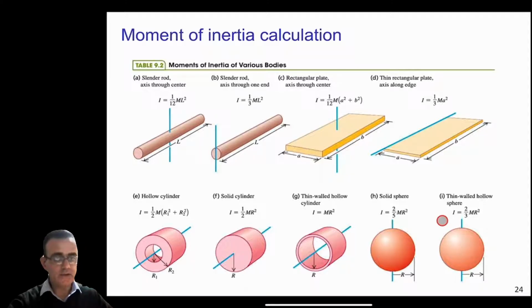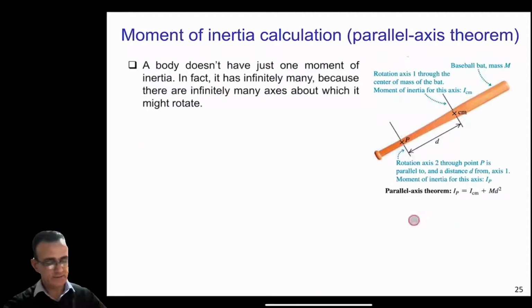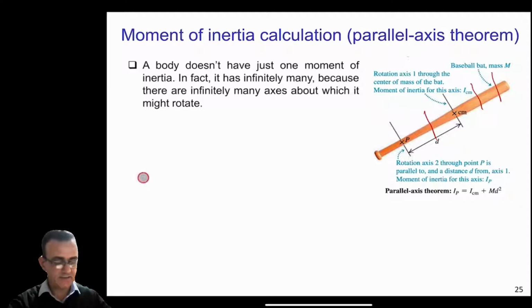Now the final topic here is the moment of inertia calculation using the parallel axis theorem. This is a really important thing to know: a body doesn't have just one moment of inertia like a mass. In fact, it has infinitely many, because there are infinitely many axes about which it might rotate. As you can see in this case, if you consider this bat here, it can have a moment of inertia about all these different axes.